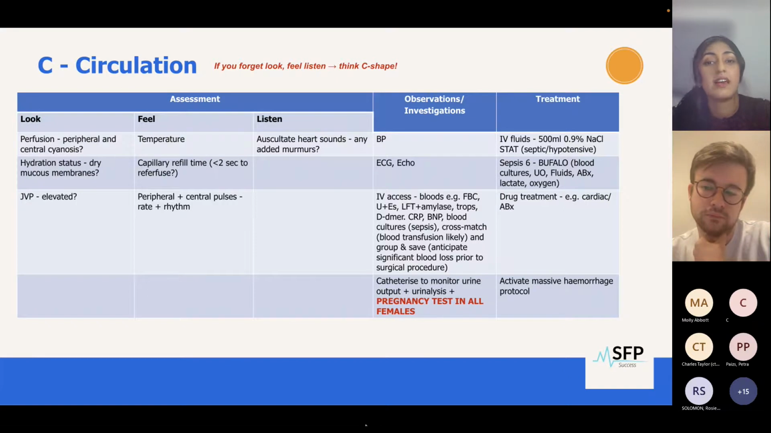You also want to get IV access. Now, that might be for taking bloods, but also giving treatment, which we'll come on to.